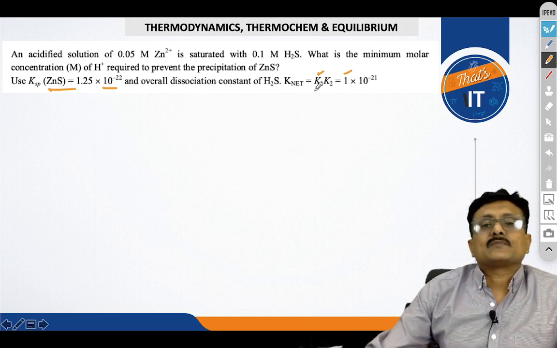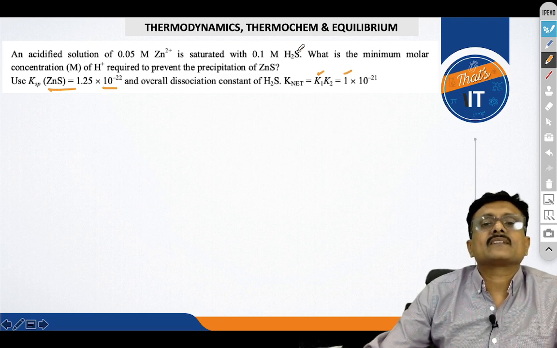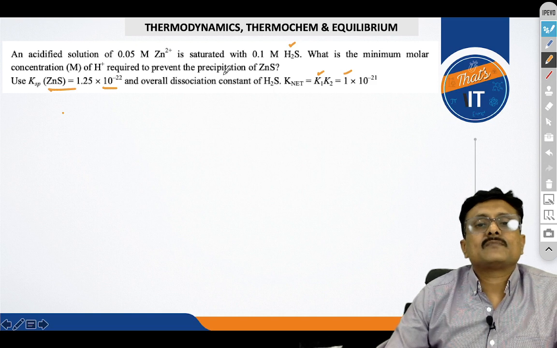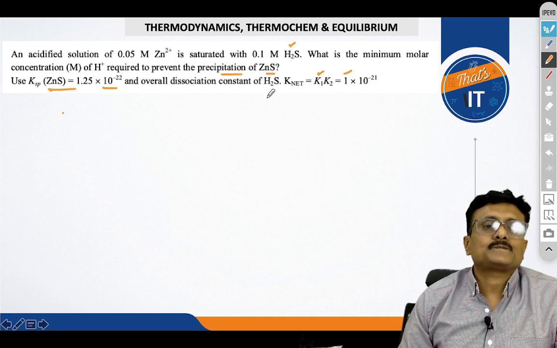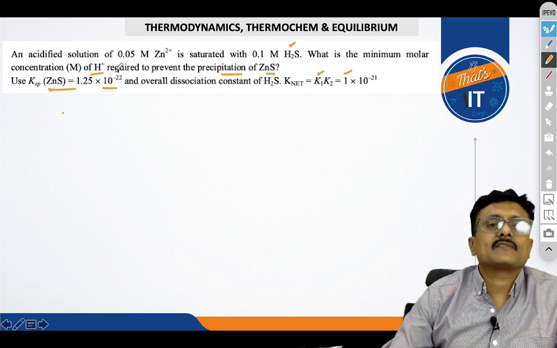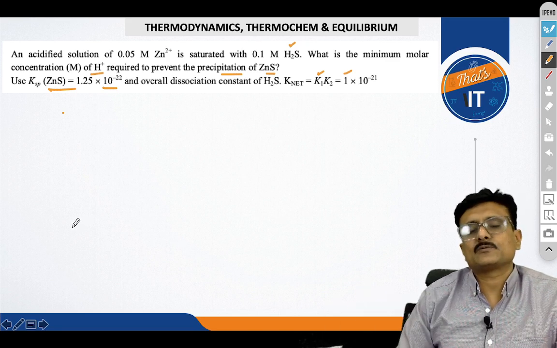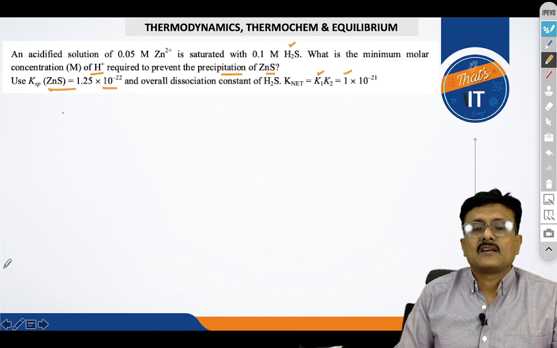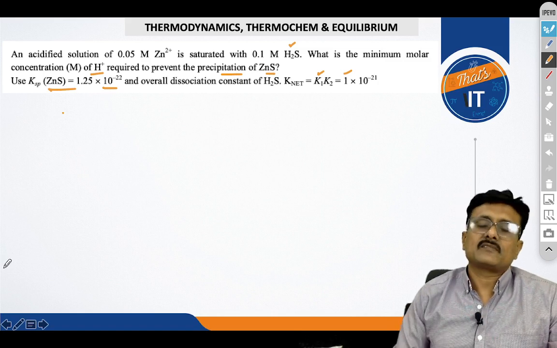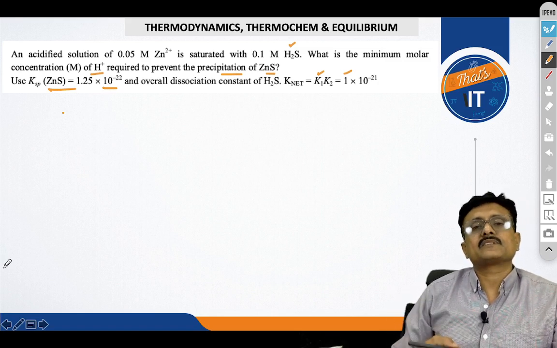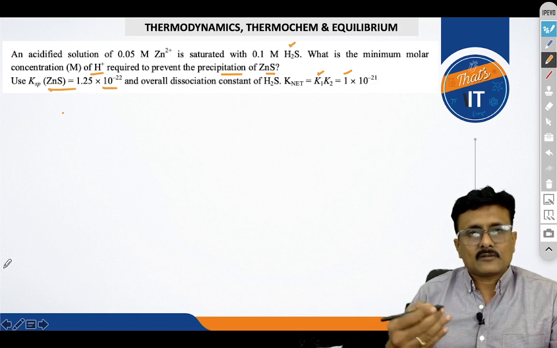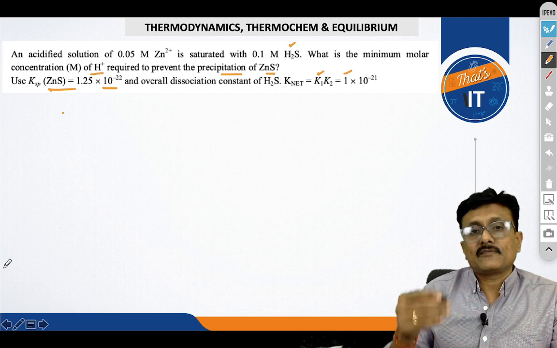You have been given Ksp and you have been given the net dissociation constant, and we are talking about the prevention of precipitation of ZnS, where you need to find out the concentration of H+. That means the equilibrium situation only, because from equilibrium only either you can precipitate or not precipitate, isn't it? In the previous question you have seen that it is the equilibrium stage from where the reaction tends to become spontaneous. So here also we have to see the case of equilibrium, right?